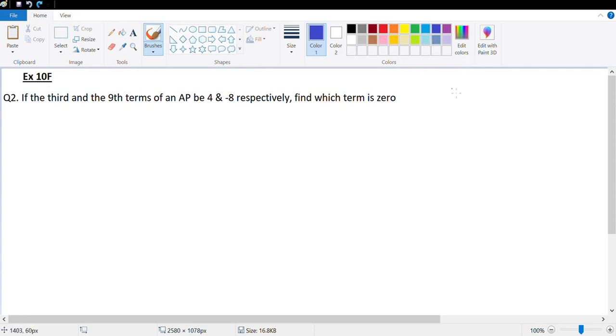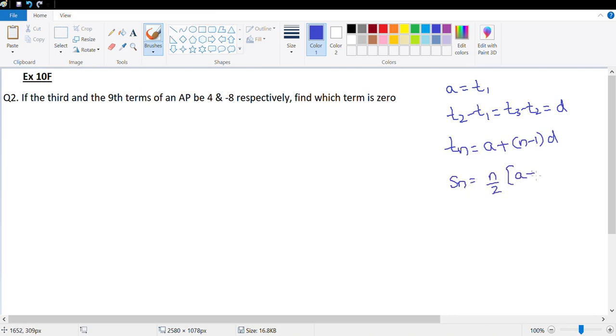So in an AP, the first term is known as A. The common difference, which is T2 minus T1, term 2 minus term 1, or T3 minus T2, basically the difference of two consecutive terms, is known as D. The nth term of an AP can be given by the formula A plus n minus 1 times D. The sum of n terms can be given by the formula n upon 2 times A plus L, or n upon 2 times 2A plus n minus 1 times D. So that is the sum of n terms of an AP.